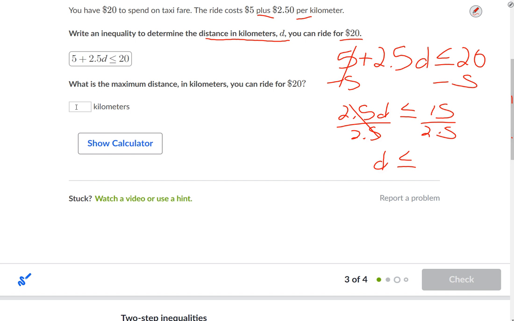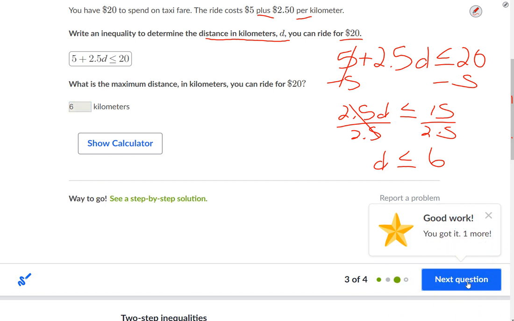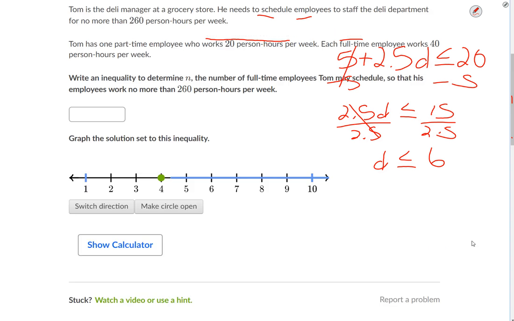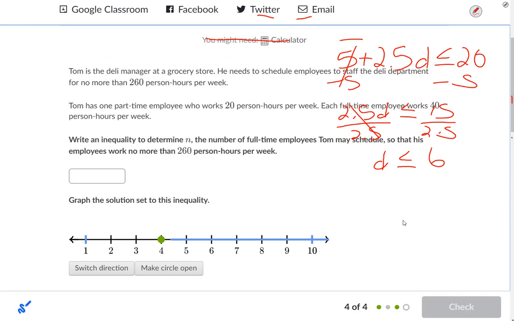What's 15 divided by 2.5? Is it 6? You can check it. That's what it is. So 6 kilometers. Yeah, you got it. Good job. Boom goes the dynamite.